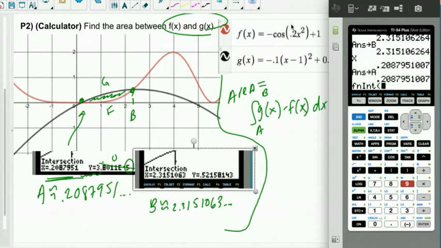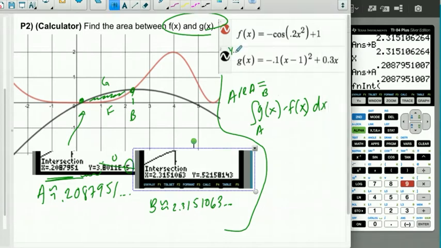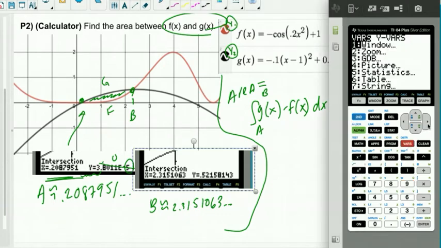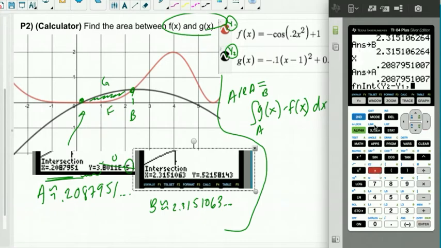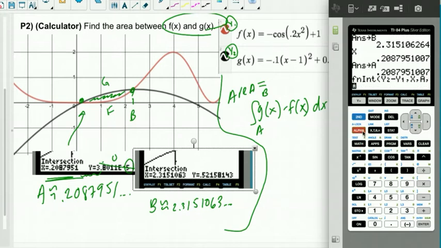Now in this case, notice that this is my y2, because I always put them in the order that they're given to me. So this is not y1 minus y2, this is y2 minus y1, and you have to pay attention. So I'm going to do y2 minus my y1, comma, with respect to x, from alpha a to alpha b. And hit enter, and there's my answer.